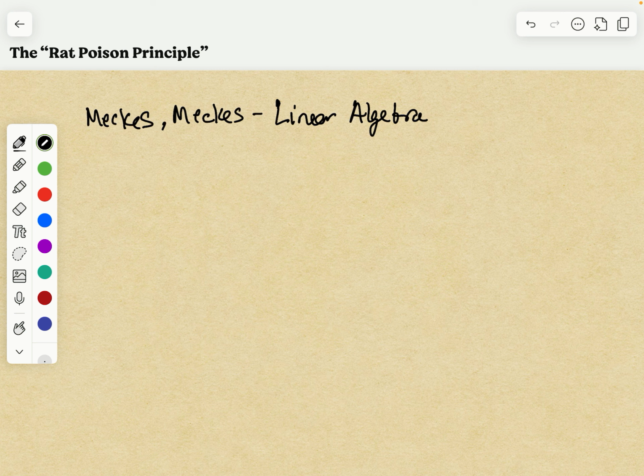What's the rat poison principle? The rat poison principle is this. Let's say that you have something and you want to know if it's rat poison. How do you tell if it's rat poison? You feed it to a rat. If it dies, it's rat poison. That's what they call the rat poison principle. So it's kind of silly, but it actually makes a good point.